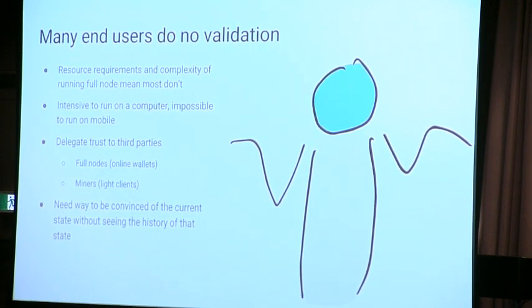So it would be really great if we didn't have to do this, right? I mean, this is cryptocurrency. The idea is to be able to actually verify things, not have to delegate trust. It would be nice if there was a way to be convinced of the current state without having to see the history of that state, right? It seems kind of silly that you need to send the entire history of a state to check the state. Who thinks it's silly? It seems kind of silly to me. Okay, 2 people, 3 people.